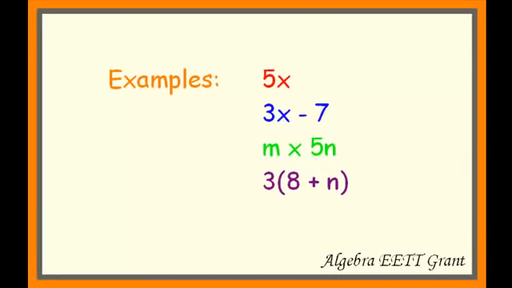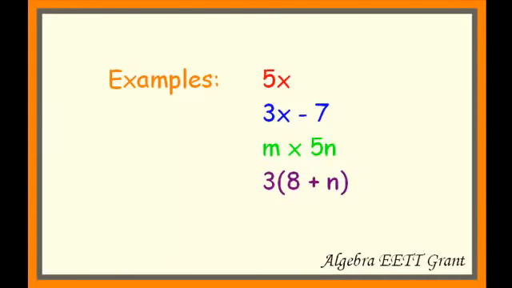Now, some examples of algebraic expressions are 5x, 3x minus 7, m times 5n, or 3 times the quantity 8 plus n. All of these are examples of algebraic expressions. In other words, there's no equal signs. It is not an equation.